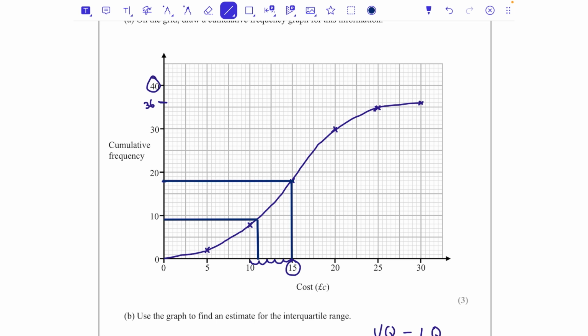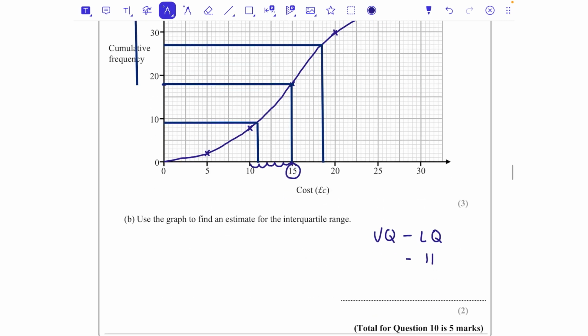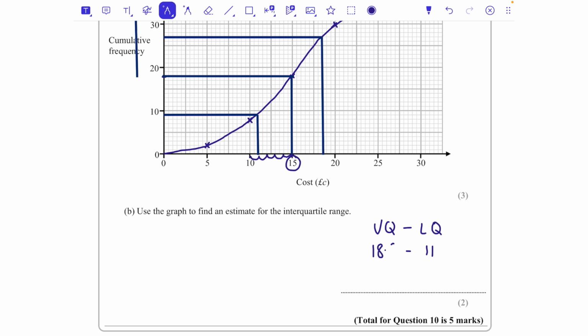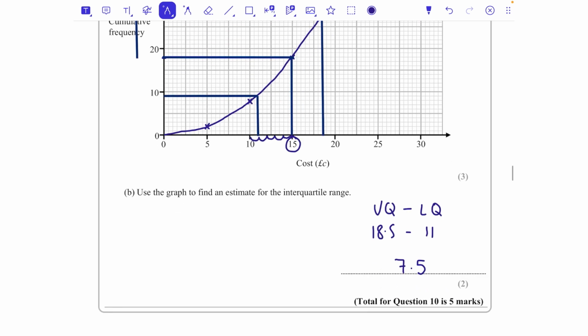So halfway between 36 and 18 is going to be 27. So reading across at 27, hitting the graph and going down, for that I get 16, 17, 18.5. So 18.5 take away 11 is going to be 7.5 as my answer for the interquartile range. You might have got slightly different, you might have read that value 0.5 different, but those should have been roughly where you should have got to for that.